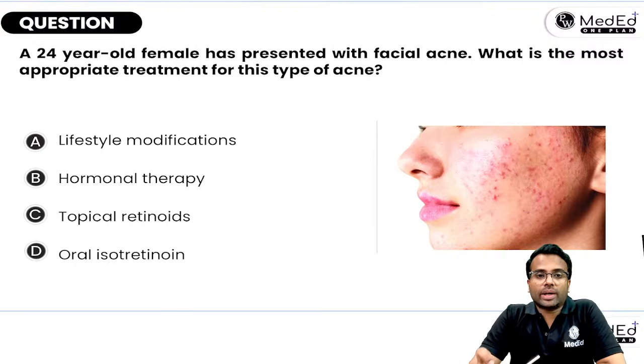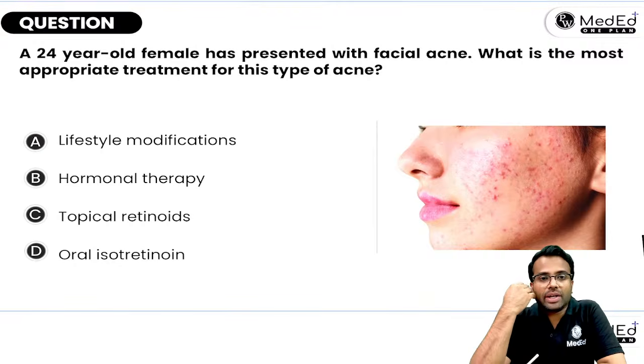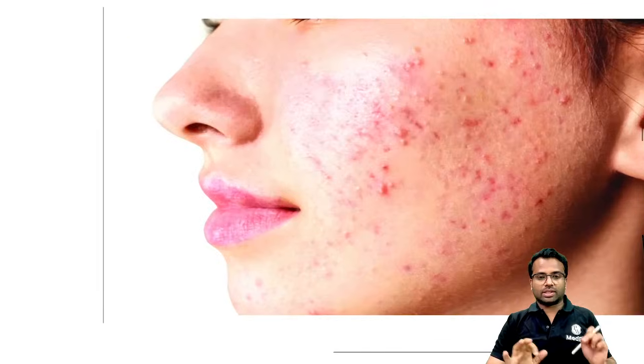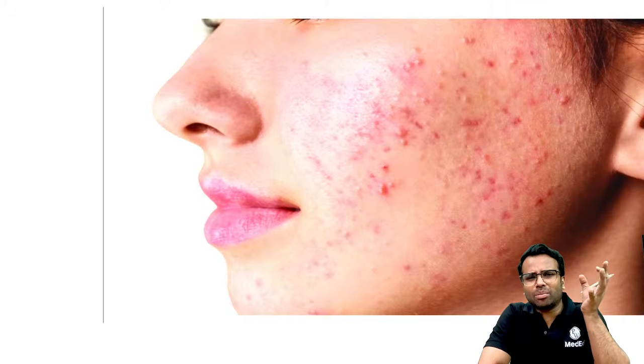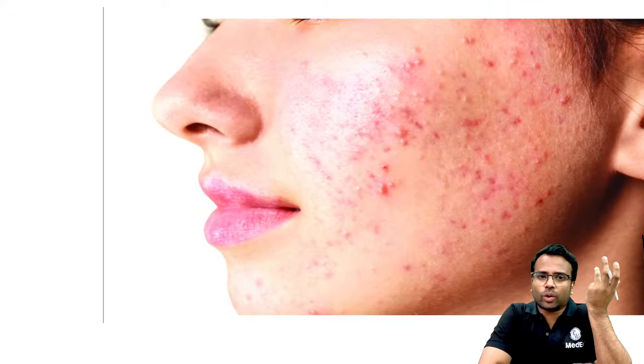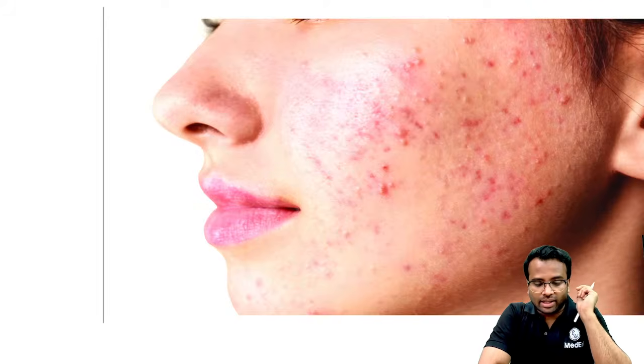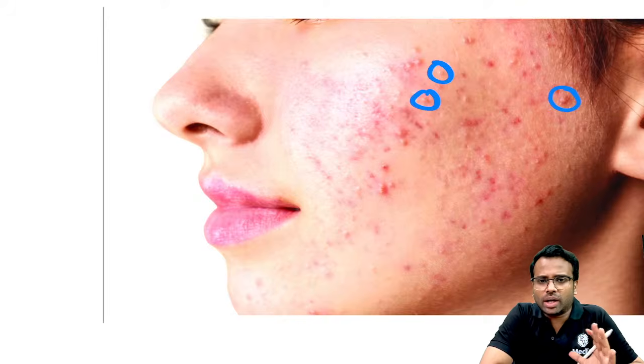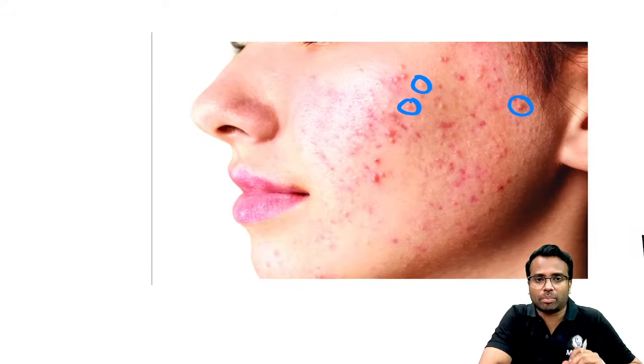A 24-year-old female has presented with a facial acne. What is the appropriate treatment for this type of acne? Now I'll just zoom this image first. Now what I can see, are you able to see very large lesions here? No, right? So this is not going to be any nodulocystic acne. But instead, there are some lesions which look like a comedone. There are some lesions which look like a papule. So it can be a papulopustular acne, let's say. Alright, so it can be a papular acne or a comedonal plus papular acne.